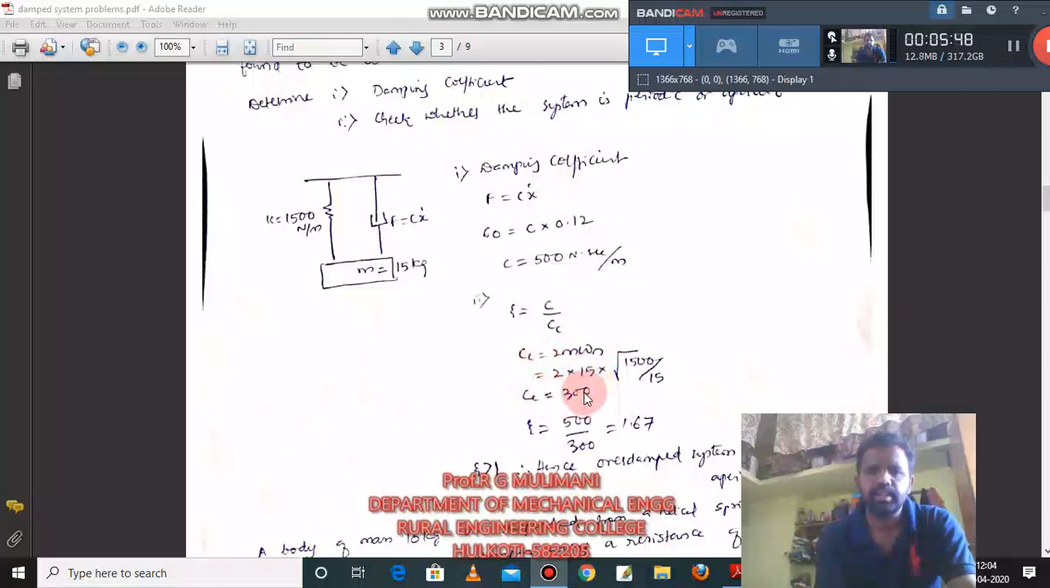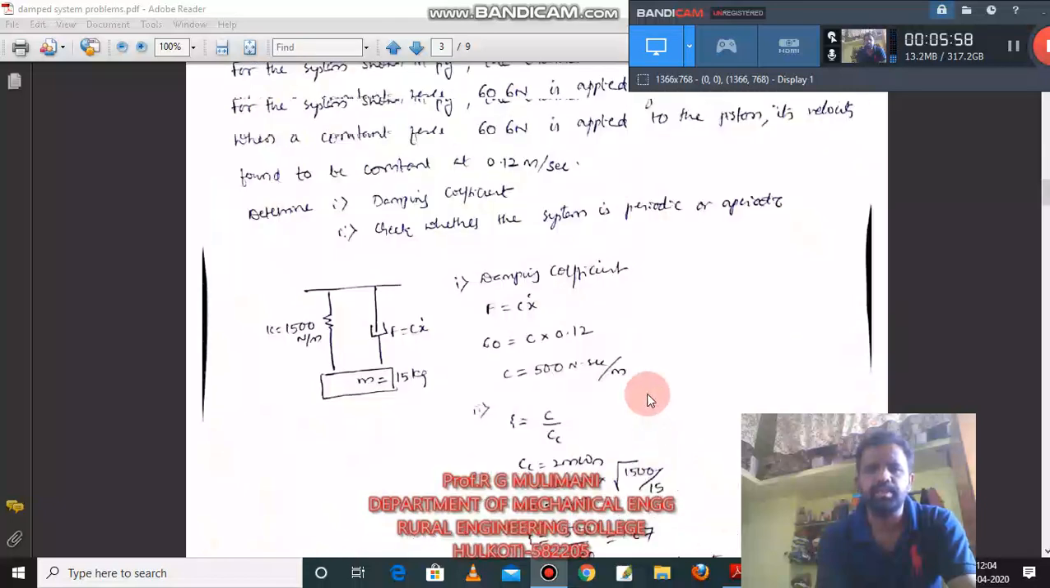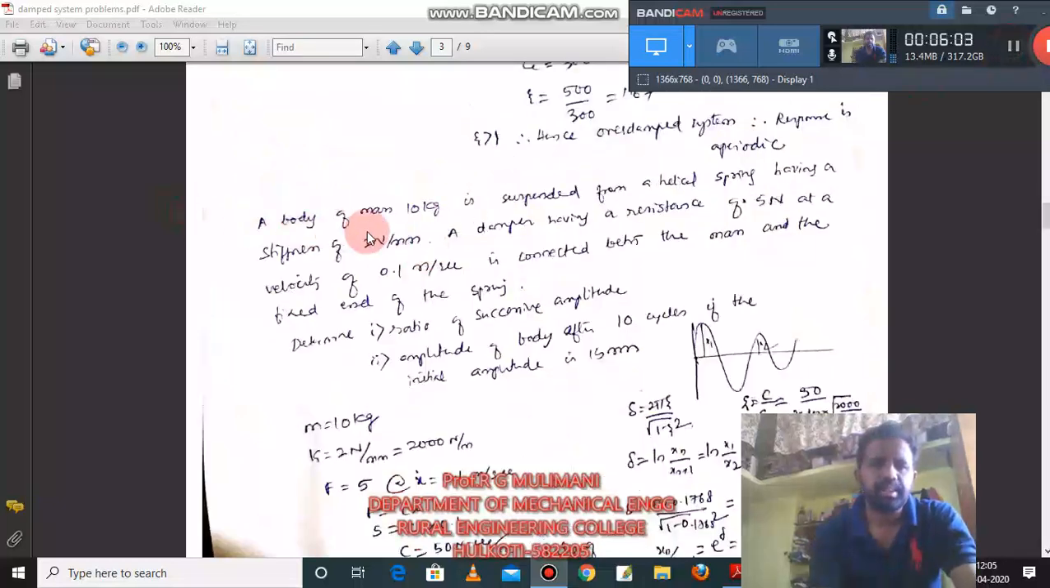Now we have the C and Cc values. Using this formula you find the zeta value. It is 1.67. It is more than 1, so it is overdamped. Overdamped systems are aperiodic. So this is the first problem. Okay, let's start the second problem.